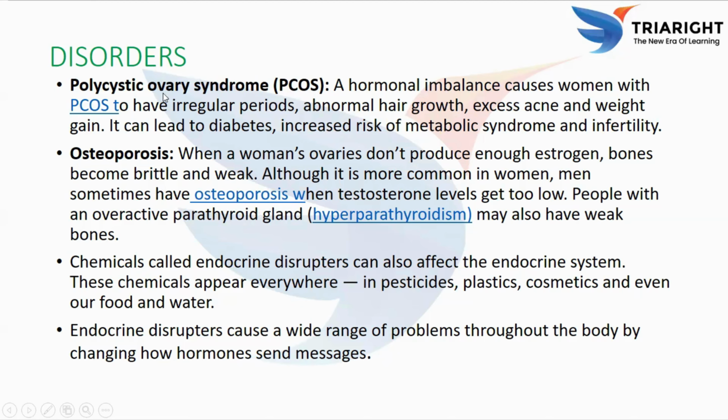So who is affected by this condition? It is most common in older women after menopause. So after completion of the menstrual cycle in their lifetime, this is most common in older women.